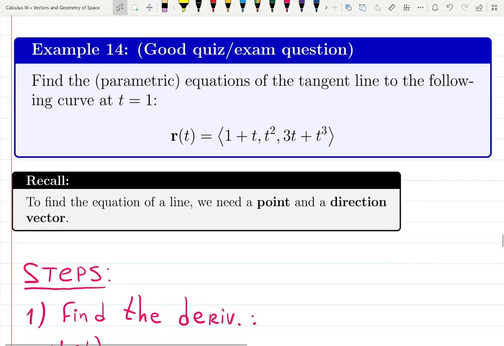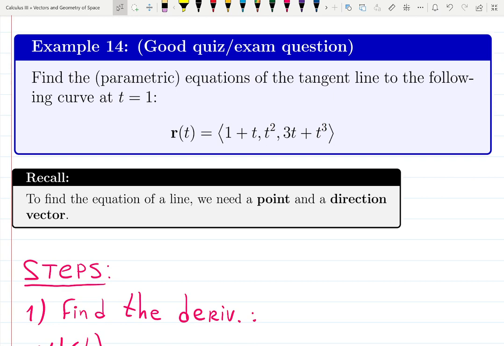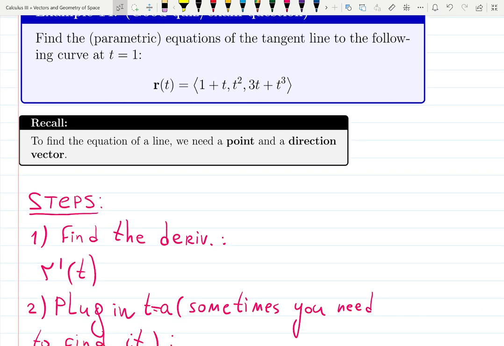Example. This is going to the exam because we need you to know how to find the equation of the tangent line to r(t) at t equals 1. We need you to know how to do that. To find the equation of a line, we need a point and a direction vector. This is your homework right now, 10.4 or 5, I think. You need a point and a direction vector to create the equation of the line. So I wrote steps for you. If you took my calculus 1 class, you know that I write steps. And we're going to follow the steps.